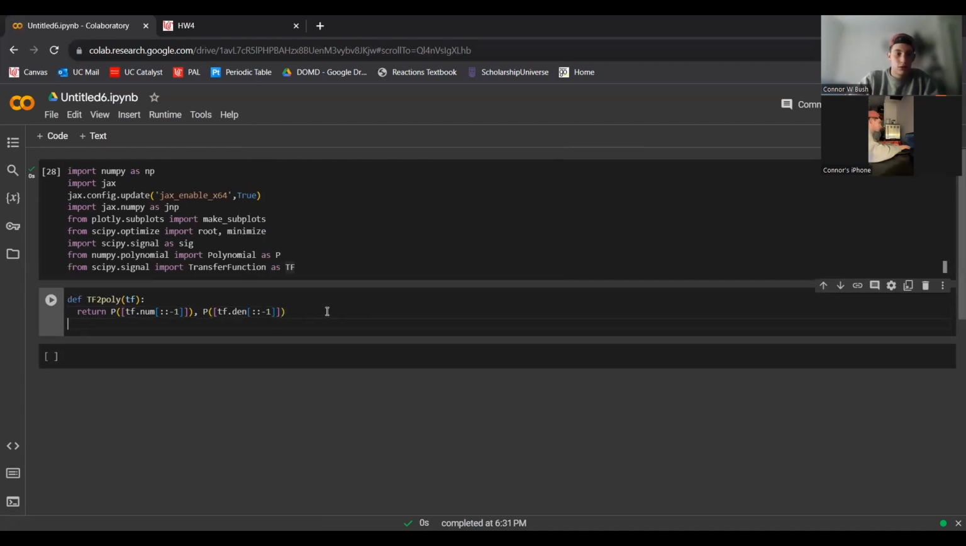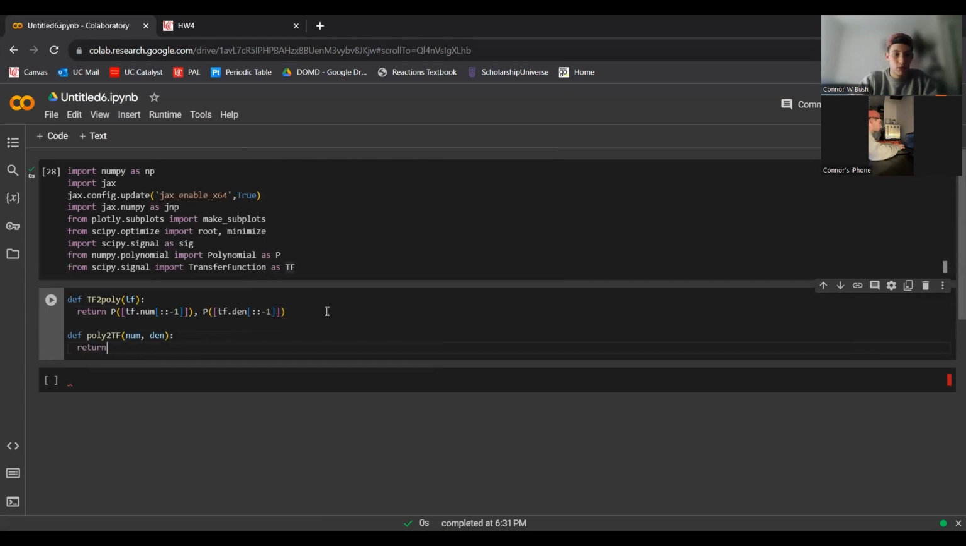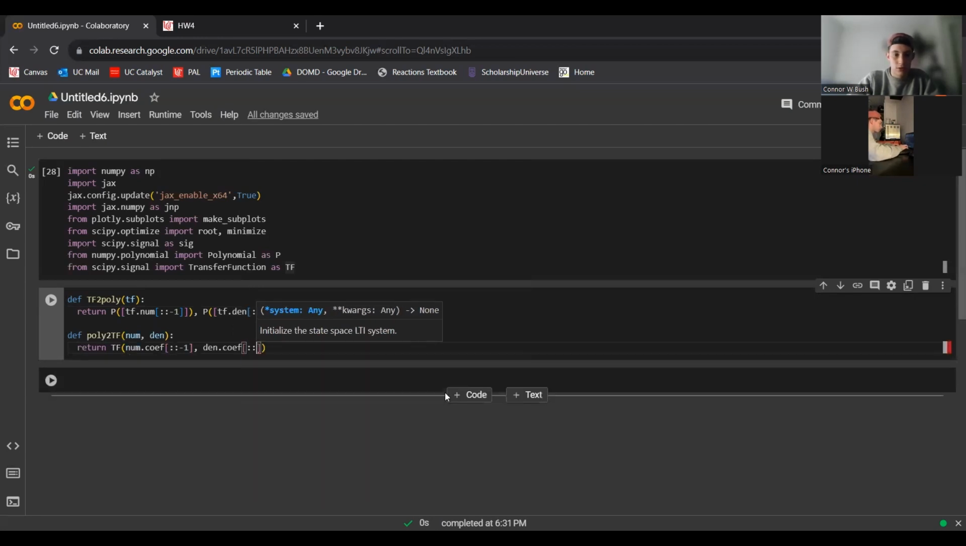And then we want to do a polynomial to transfer function. And then from here, we need a numerator and denominator. And then we are returning, we want that transfer function. So from here, we want num dot coefficients, to grab the coefficients, indexed backwards again. And then the denominator, same thing, indexed backwards.